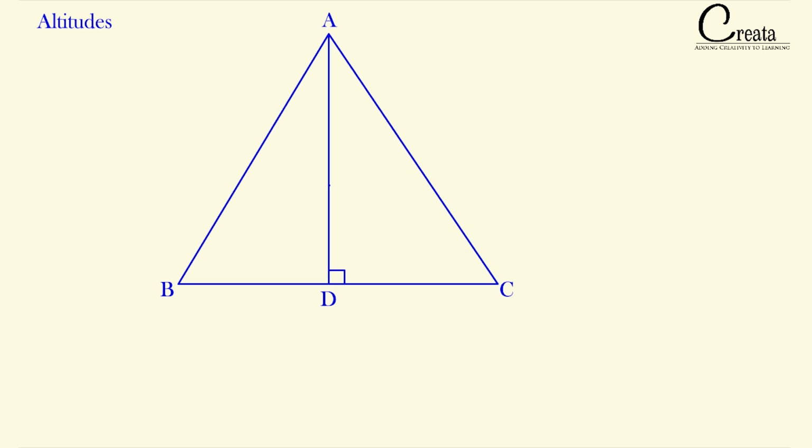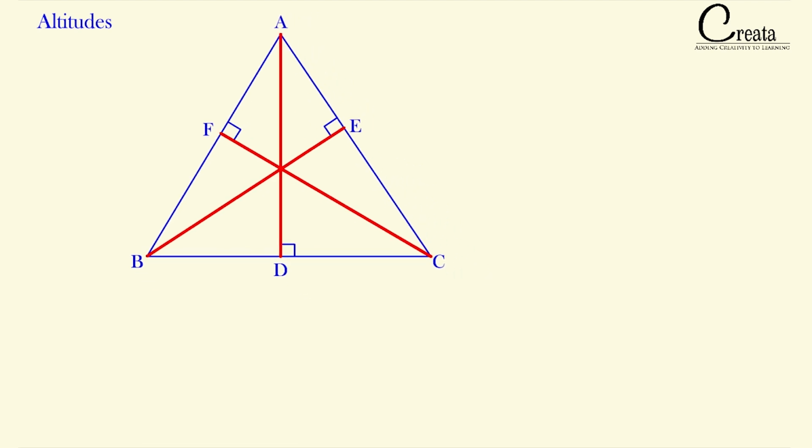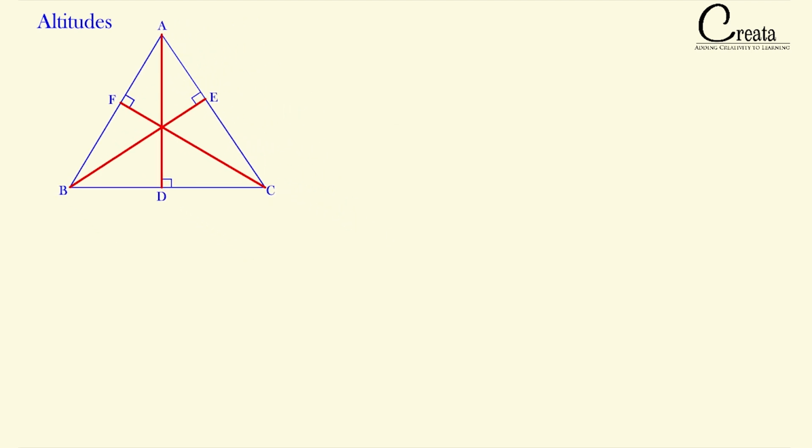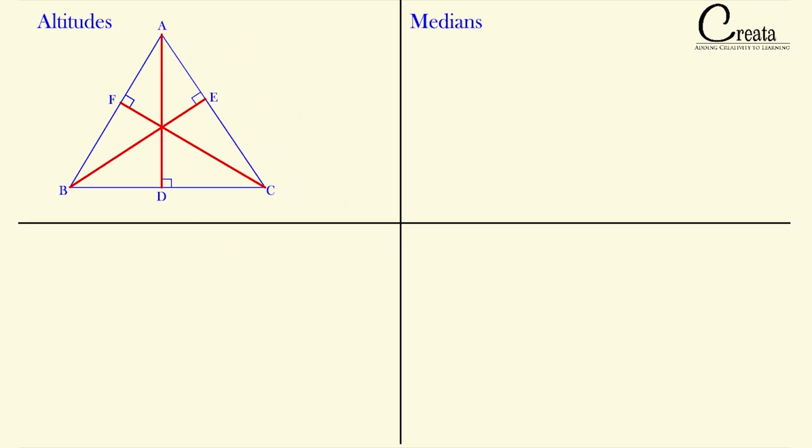A triangle has three vertices, so a triangle can have a total of three altitudes. Let's draw the altitudes from the vertices B and C. Both of these line segments are perpendicular to the opposite side. So we can say all these three line segments are the altitudes for this triangle. Got it? Very simple.